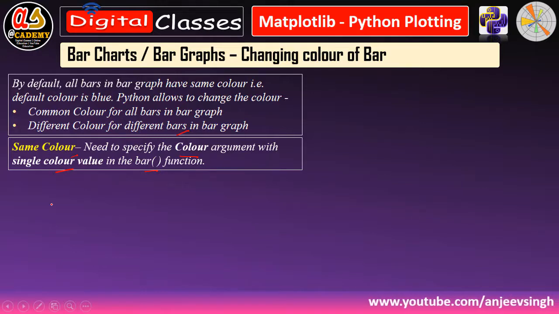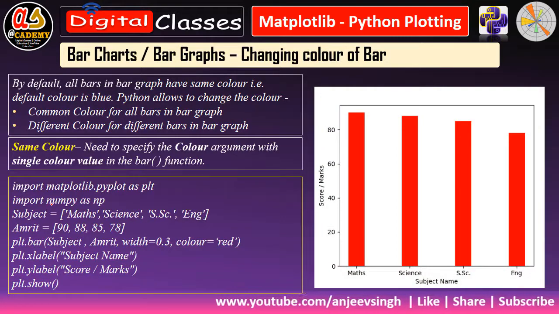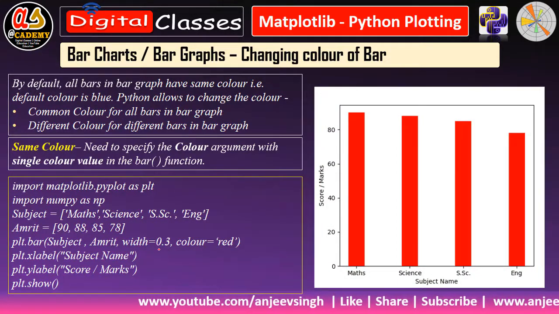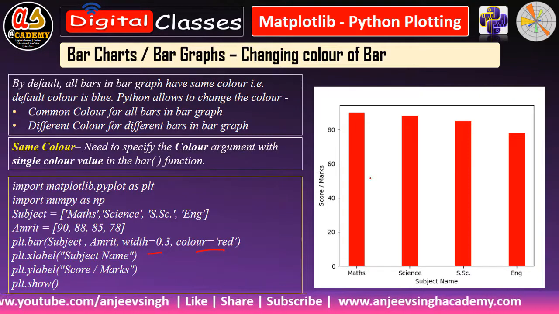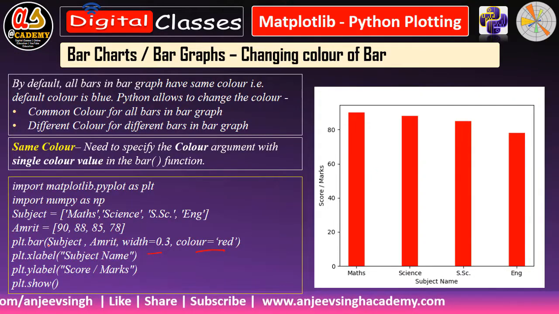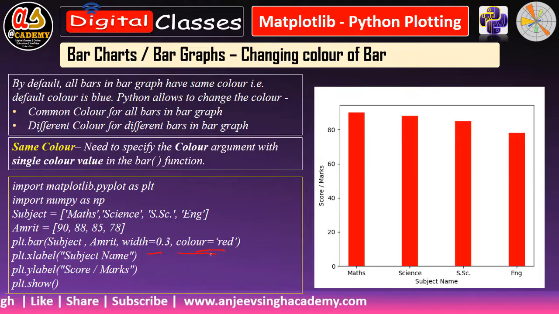By default all bars are showing the default blue color here, but you can decide something else like this. I have decided here color equal to red. So what happened is that each and every bar is red. Okay, nothing is different, I am only using one more argument here.